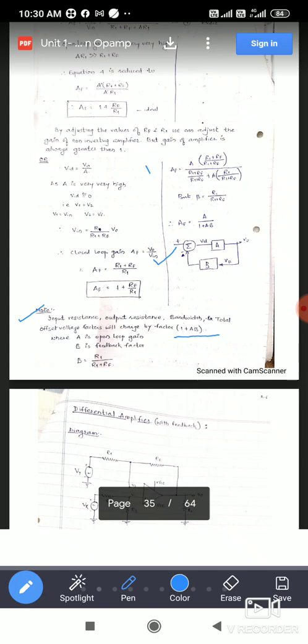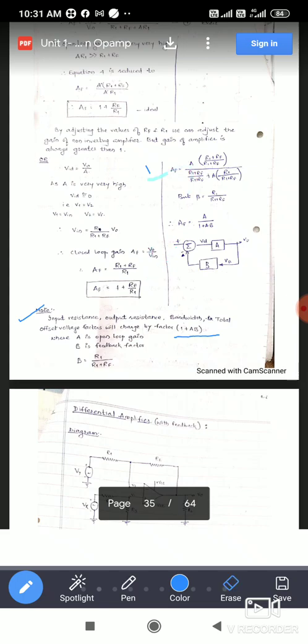So by the factor 1 plus A into beta, there will be a change in input resistance, output resistance, bandwidth, and input offset voltage. All these factors you can vary with the help of the factor 1 plus A into beta. Are you getting my point? By changing the value of beta you can change it. This is the important concept required for understanding the feedback circuit or feedback network.